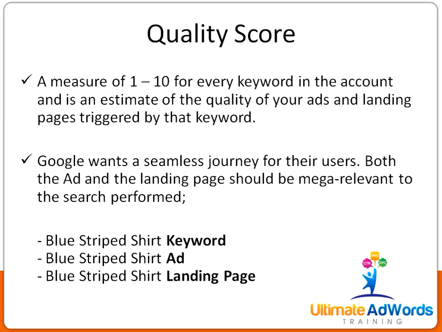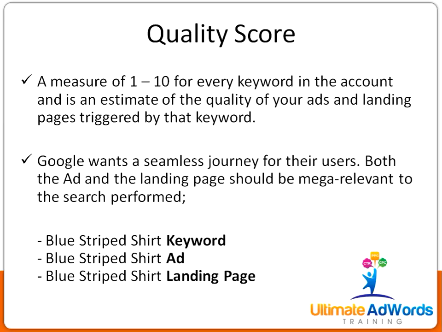So taking an example of a keyword, blue striped shirt, that is the keyword that you're appearing for. You will want your ad to be mega relevant, so blue striped shirt within the headline and/or the description. And also once they've clicked on your ad, you want them to go through to a landing page showing blue striped shirts. Ideally you would have a range there, because most people will have a picture in their mind as to the type of shirt they want.